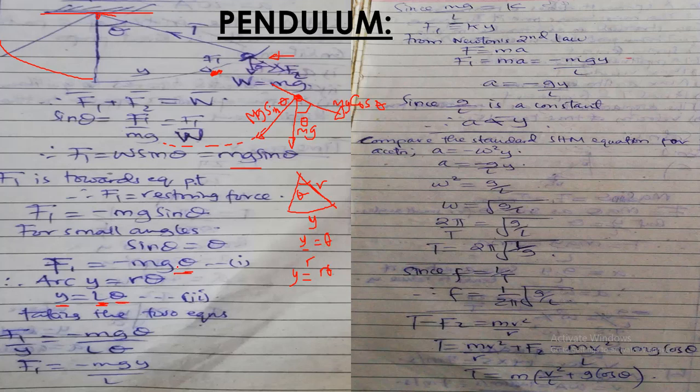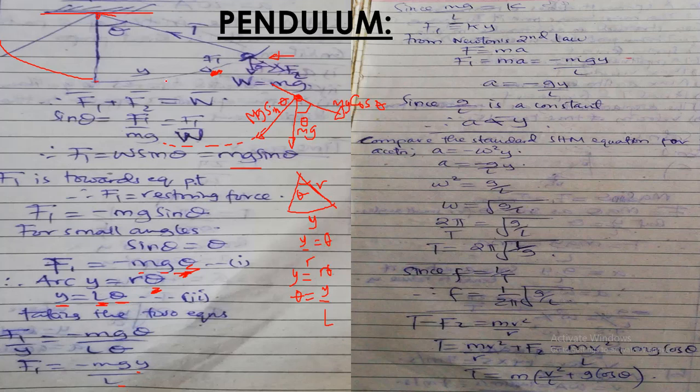If we equate the two equations, we substitute theta with this formula. From here, theta is equal to y over the radius, which in this case is the length of the string. So we substitute theta with y over L, because the aim is to get the displacement to compare with acceleration, to see whether it is simple harmonic motion. So F1 is equal to negative mg theta, where theta is y over L. So F1 is negative mgy over L, where y is the displacement.